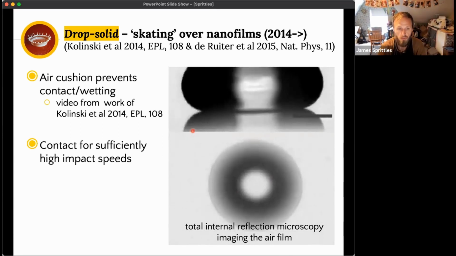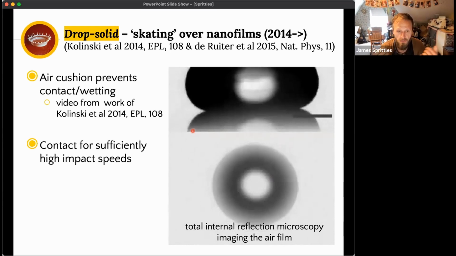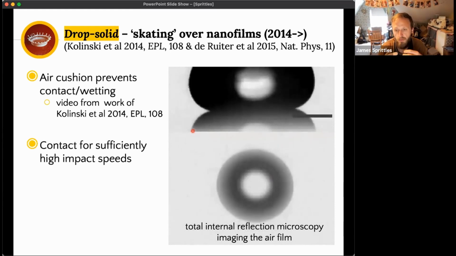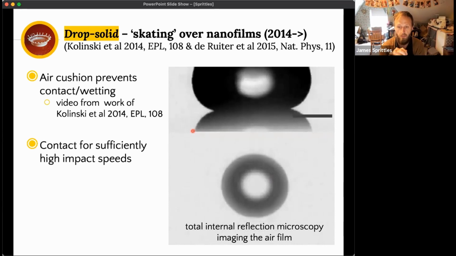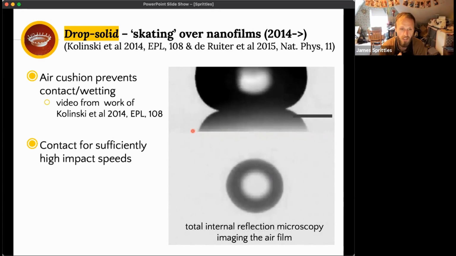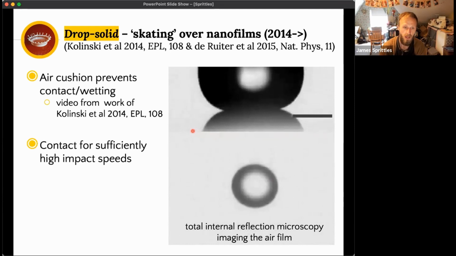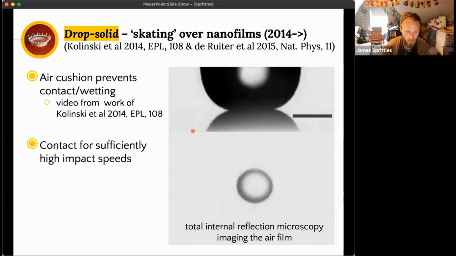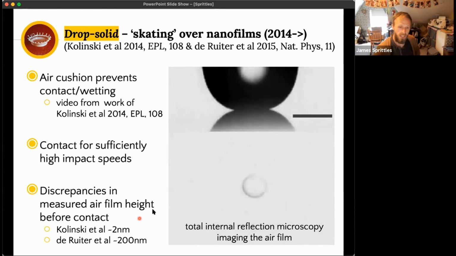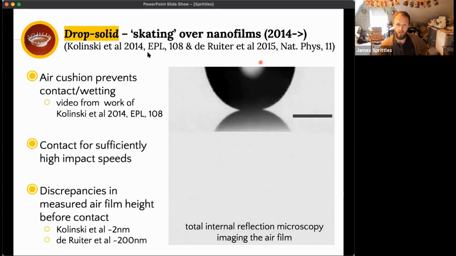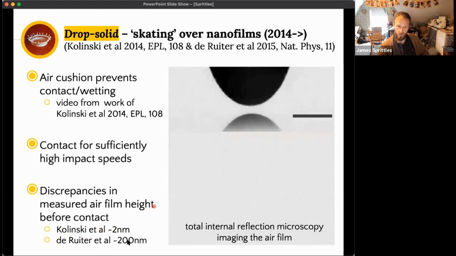Very similar to drop-drop collisions, what we see here is that when we have sufficiently high speeds, we will see this drop contact the surface and wet as usual. And obviously we want to try to understand how to predict that speed at which wetting occurs. What's interesting is that there are two articles on this within a year of each other. The Kolinsky article predicts that the film heights are around a nanometer or two before contact. De Ruyter says a couple of 100 nanometers, and something we'll do later is look to clear up this discrepancy.